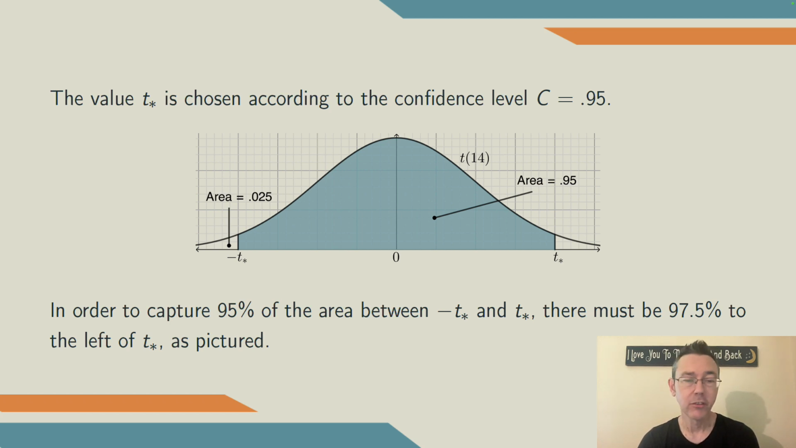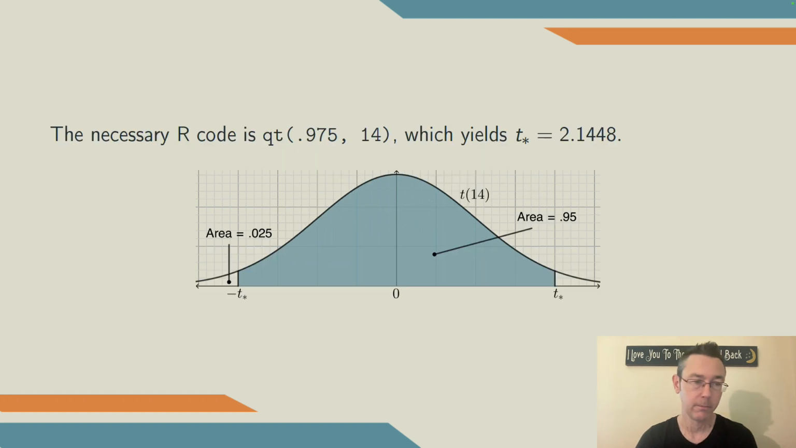Unfortunately, such a calculation needs an area to the left, not an area in between. So we have to find the area to the left of t star here. So there's symmetry here. If we have 95% in there, 5% left out, 2.5% has to be on the far left, 2.5% on the far right. So there has to be 97.5% of the area under this graph to the left of t star. And that's the value I'm going to pass to my inverse cumulative probability function.